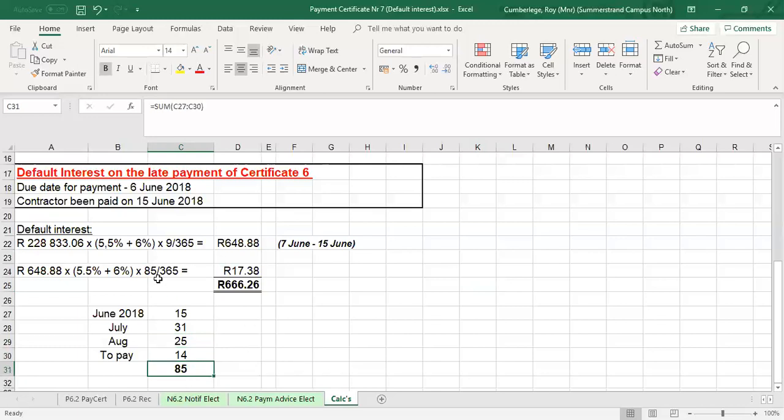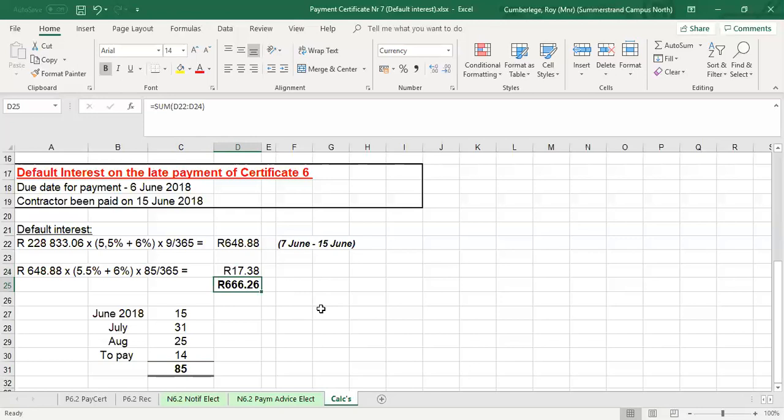So in this calculation, this 17 Rand is actually interest on interest. It's the interest of 648 Rand, times the interest of 11.5, times the 85 days. And that gives me 17.38 Rand, a total of 666 Rand and 26 cents.